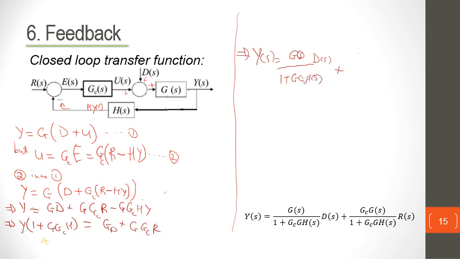plus gc divided by 1 plus gch of s times r of s. Now what you see in this is that this term, normally we call it the forward loop transfer function. We call that the forward loop transfer function, and this term here becomes the transfer function of the disturbance.